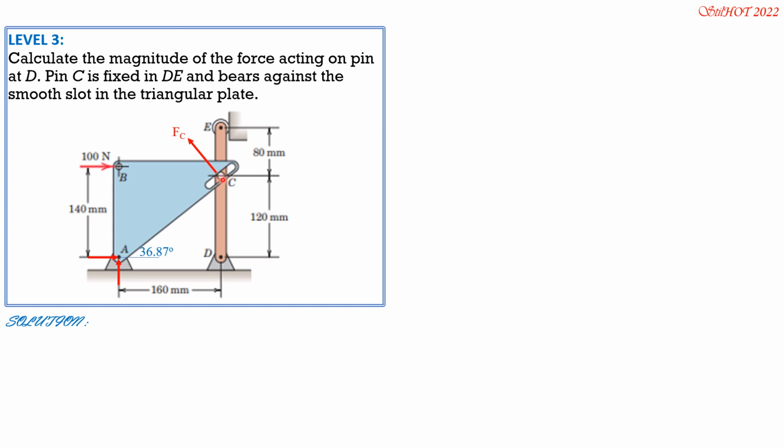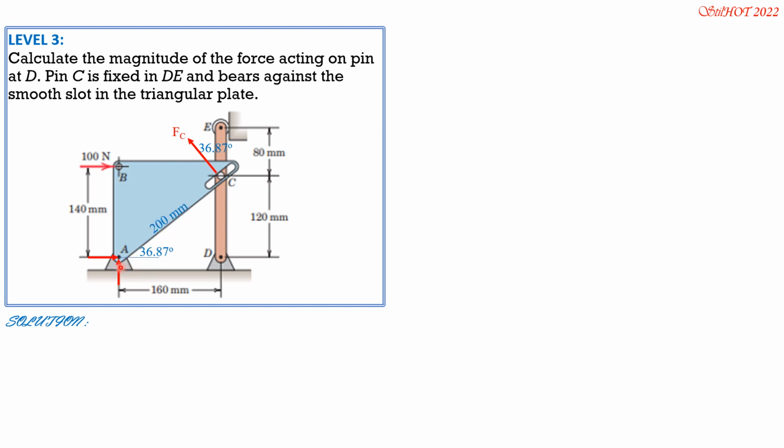Normal because this is frictionless. Then the measure of the angle here is also 36.87 with the vertical by principle. So considering triangle ABC, we can solve FC by setting MA equals 0, or summation of moments about A is 0.